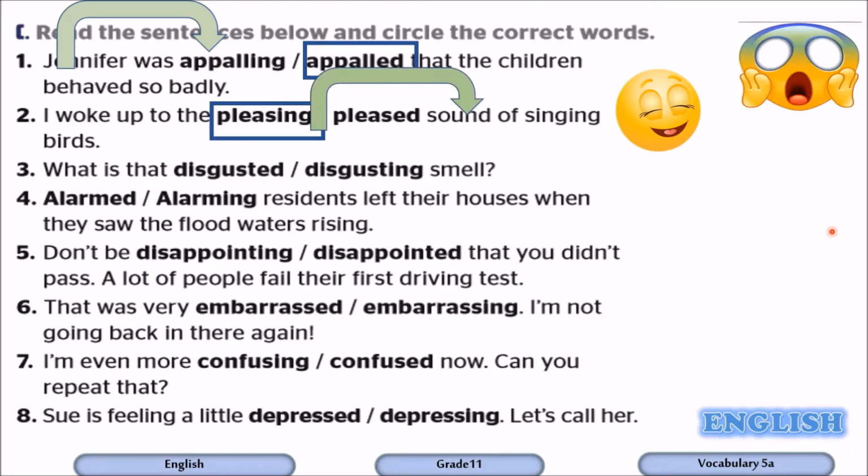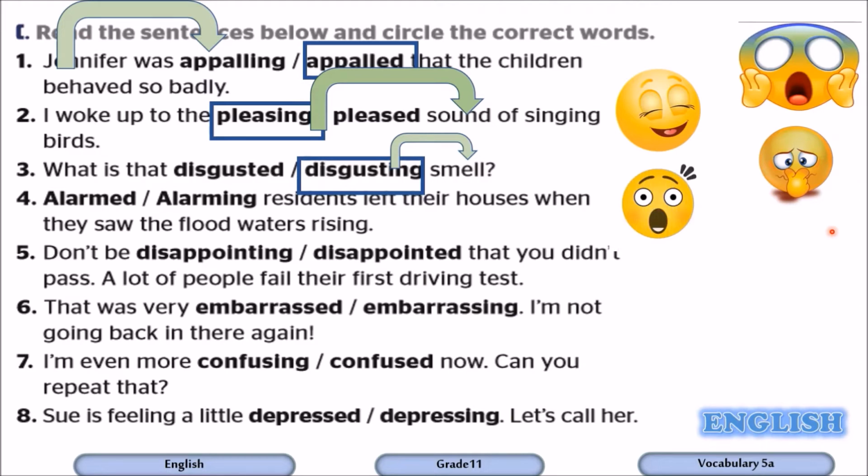Pleasing sound. Number 3, what is that disgusted or disgusting smell? We are talking about the smell, so it is disgusting and it refers to the smell. Number 4, alarmed or alarming residents left their houses when they saw the flood waters rising. We are talking about the feeling of the residents, the people who live there. They are alarmed, and this describes the residents. Number 5, don't be disappointed or disappointing that you didn't pass. A lot of people fail their first driving test.